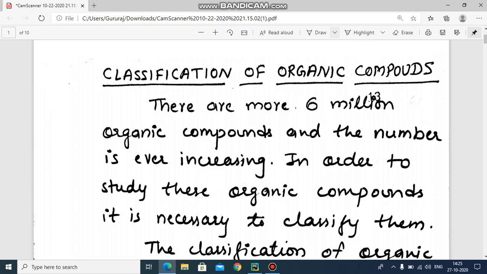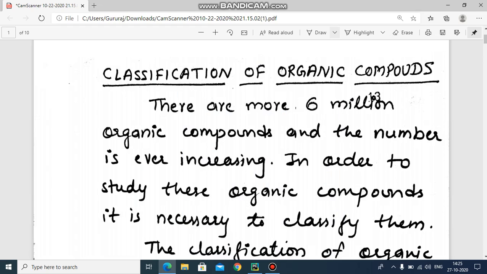In the last video, you learnt about the structural representation of organic compounds, in which you learnt how organic compounds can be represented. Various representations of organic compounds are done by different methods. The first one is the Lewis dot method, the second one is the complete method, the third one is the condensed way, then the bond line method, and the last one is the 3D structure.